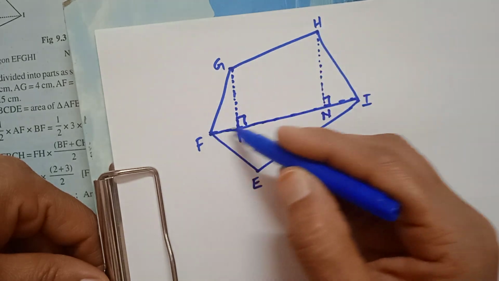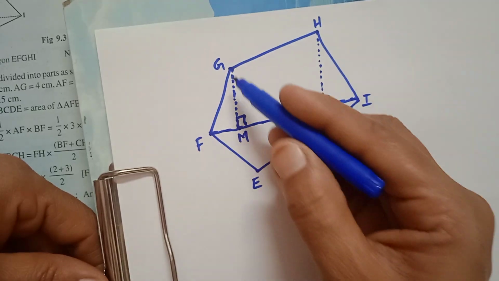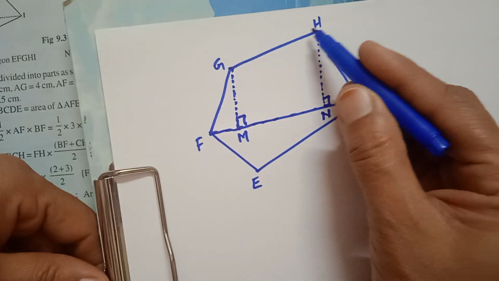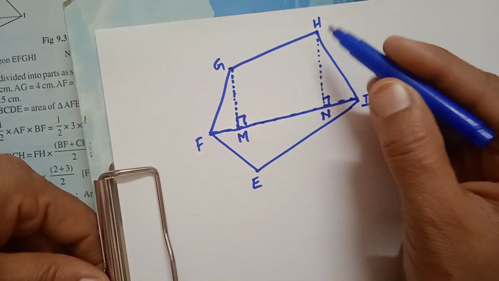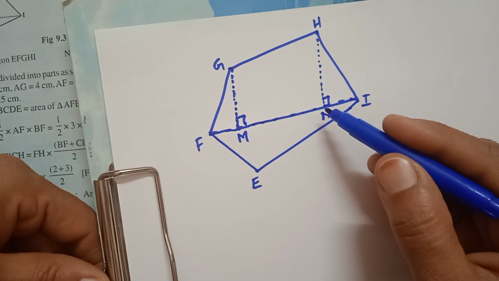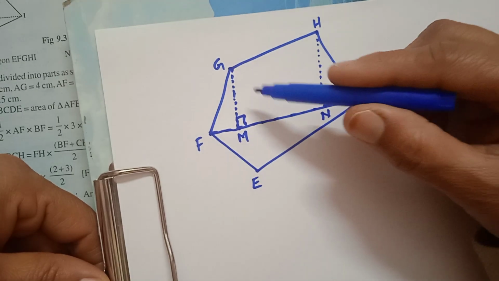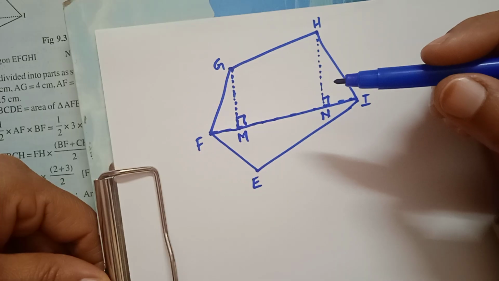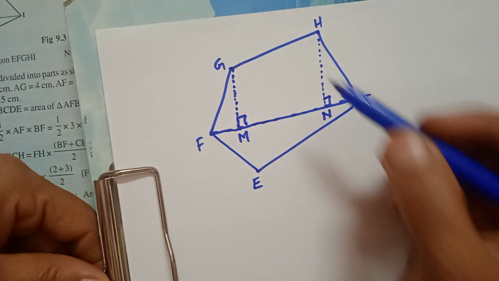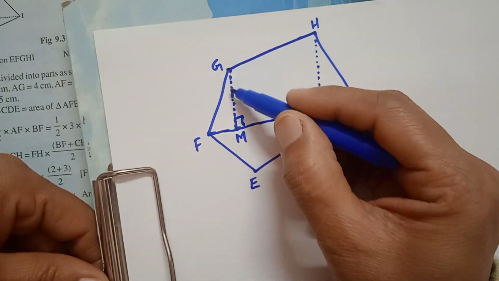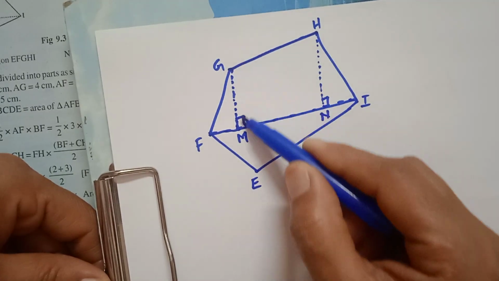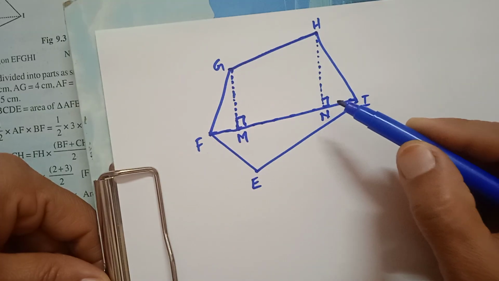HN is perpendicular to FI as well as GM is perpendicular to FI. So now this quadrilateral is divided into one triangle here, one more triangle here, and then the remaining portion, this part HGMN, becomes a trapezium. How does it become a trapezium? Because this quadrilateral has one pair of parallel lines. See, GM is parallel to HN. So this HGMN becomes a trapezium since these two become the parallel sides. What is a trapezium?